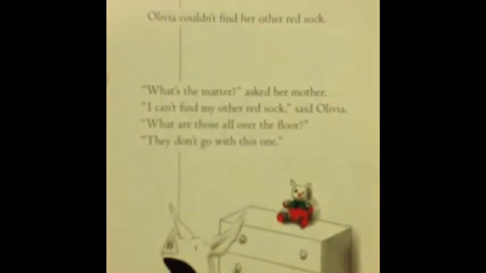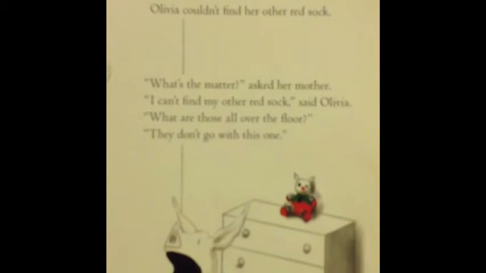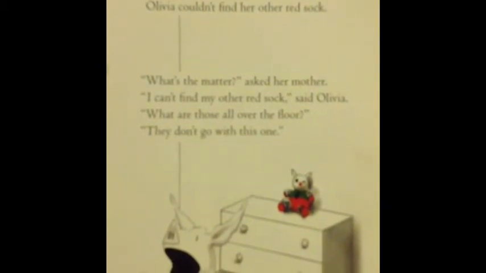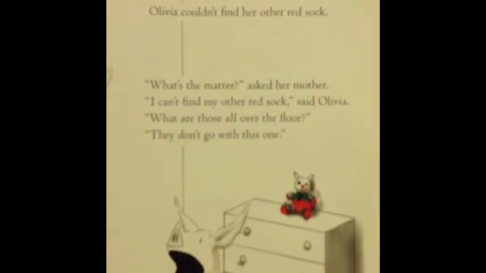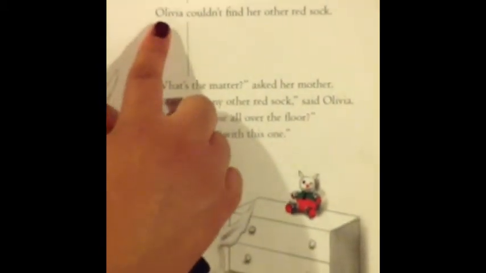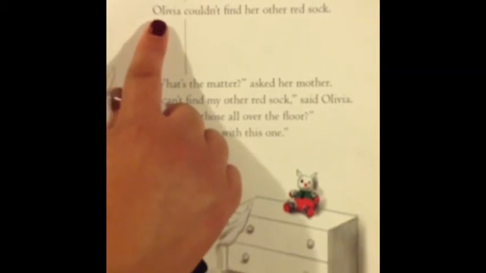Now, the next thing that your child should be able to do is to track the words that you are reading. So you need to ask them, can you point to the words as I read? And in this example, I will show you what they need to be doing.